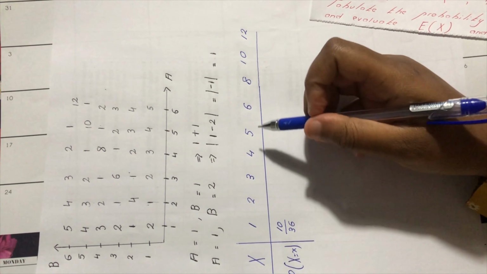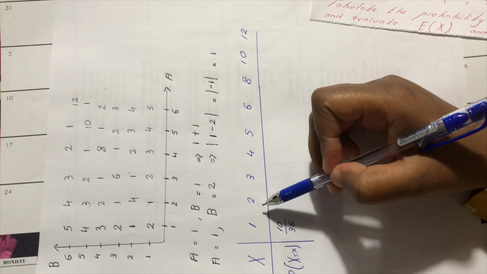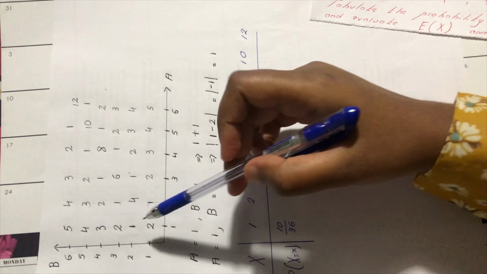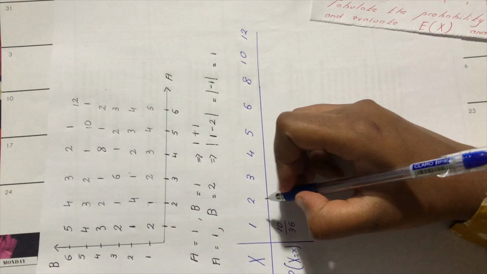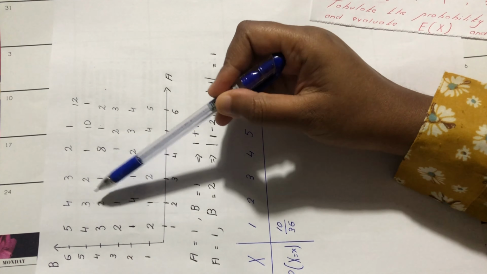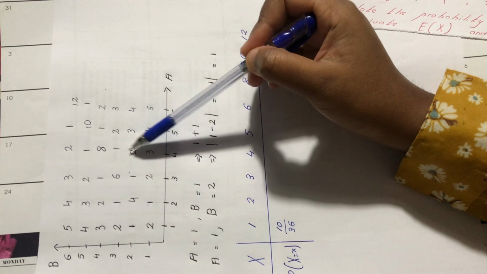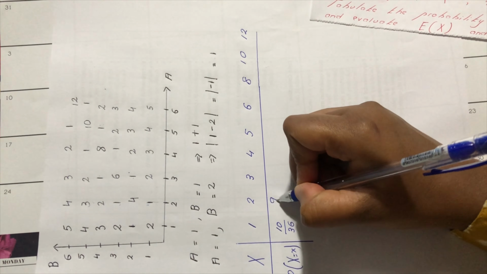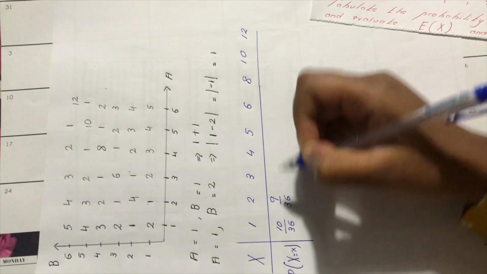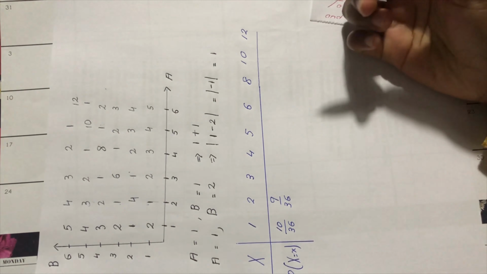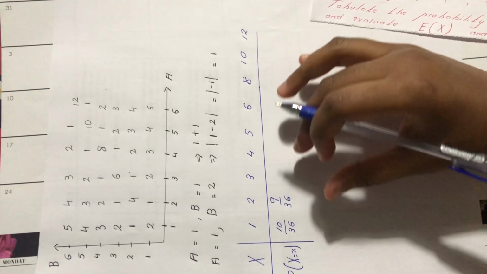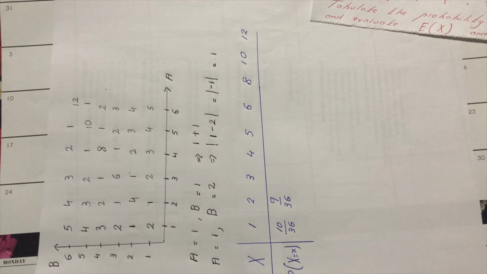So we're going to do the same for the other values of X. So what is the probability of getting 2? So we're going to count how many 2's do we have. 1, 2, 3, 4, 5, 6, 7, 8, 9. So we have 9 over 36. You do the same way for the other values. Okay, so pause this video, complete the table, and then we're going to continue.